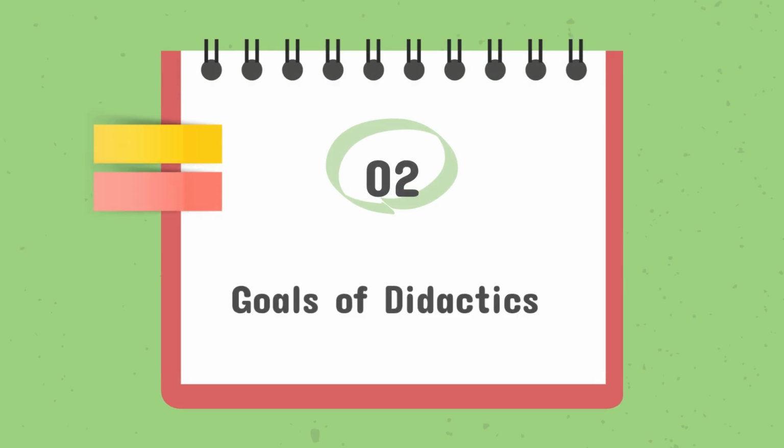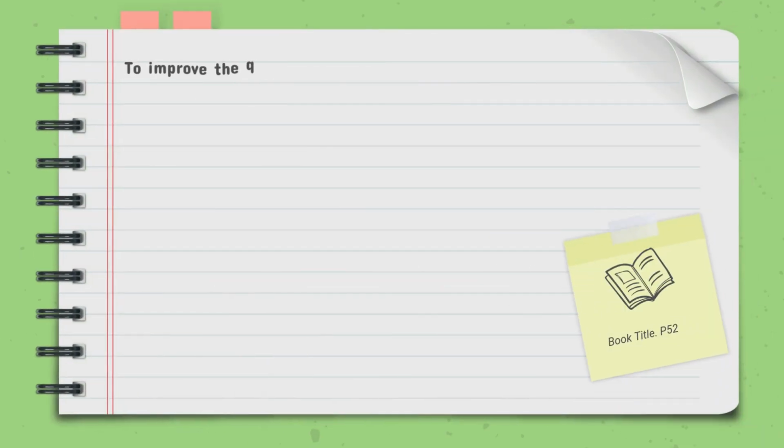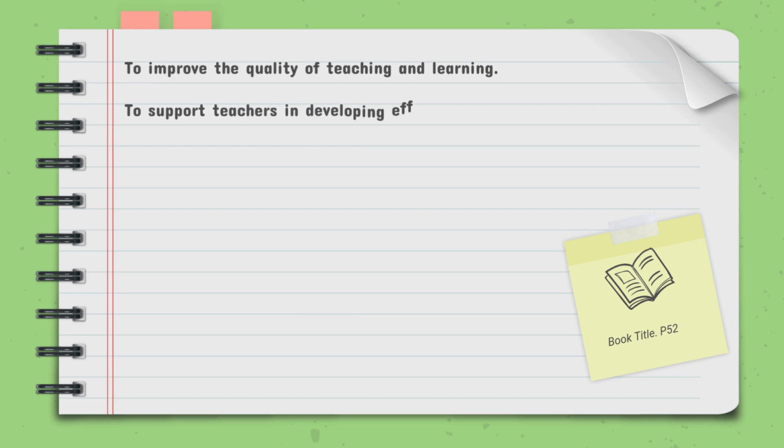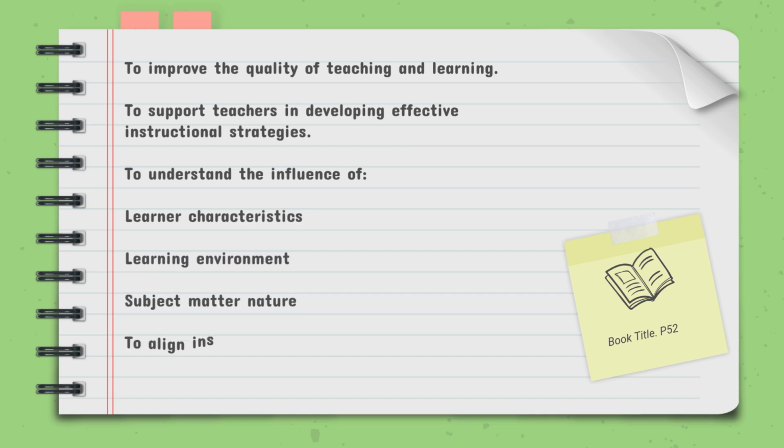Now let's have a look at the goals of didactics. First, it aims to improve the quality of teaching and learning. Second, to support teachers in developing effective instructional strategies. Third, to understand the influence of: 1. Learner characteristics, 2. Learning environment, 3. Subject matter nature. Finally, it aims to align instruction with students' learning needs and contexts.